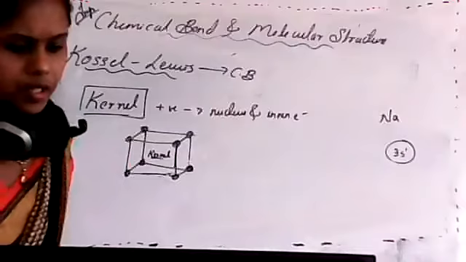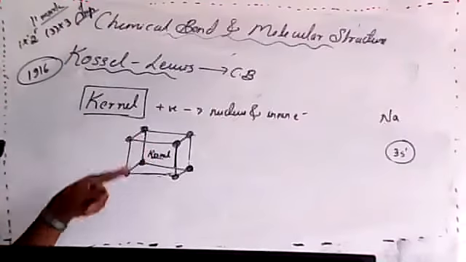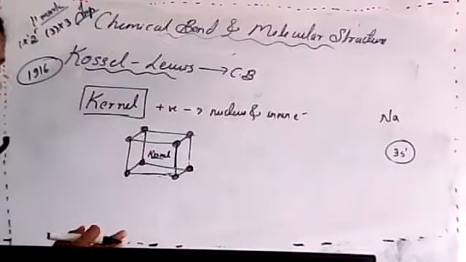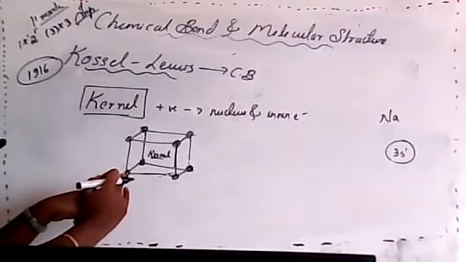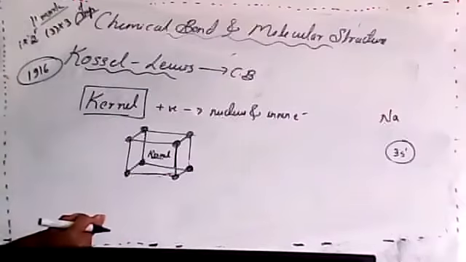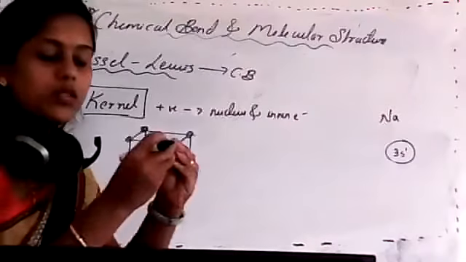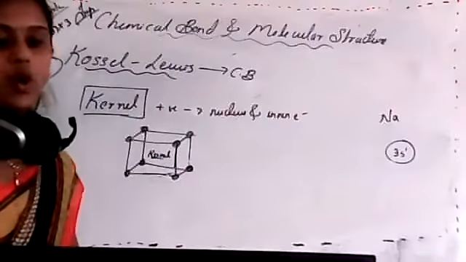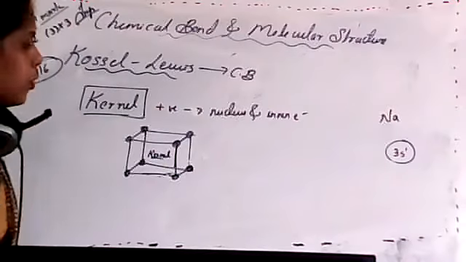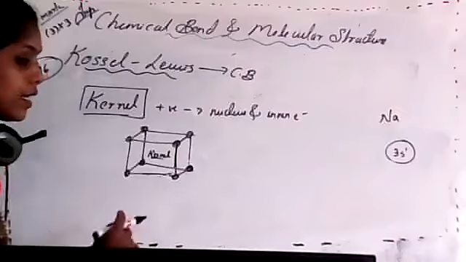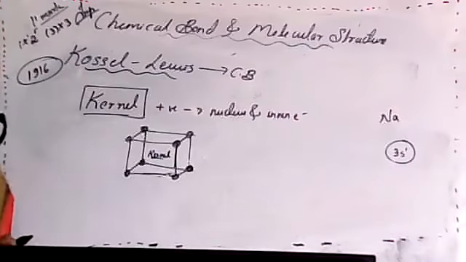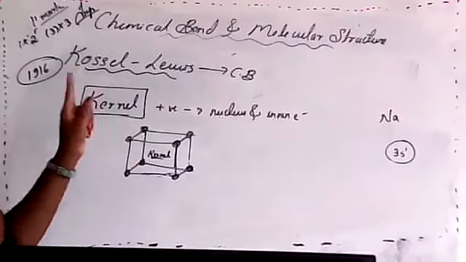So it has a positive part which is nothing but the kernel, which is covered by this cube. Clear? And the outermost electrons or valence electrons will have the positions of these corners. Here it is an initiation for the octet rule.